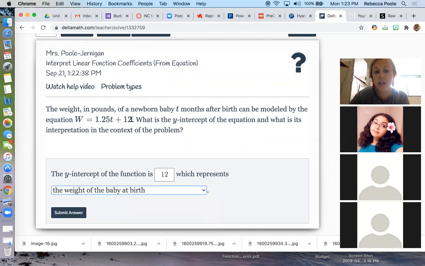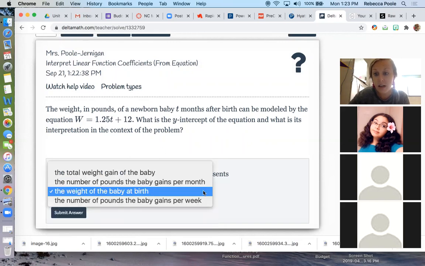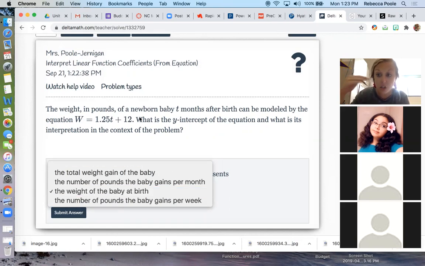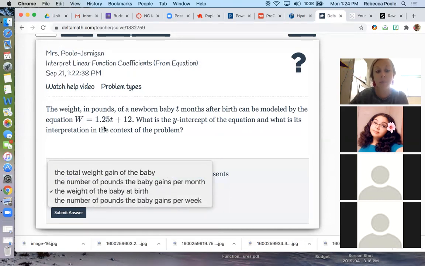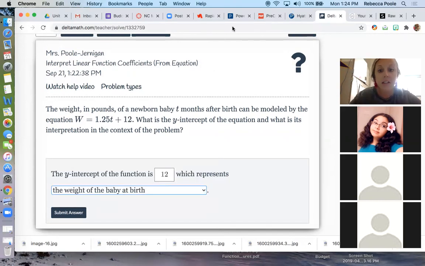Remember, your y-intercept is your base. That means the initial, the start. So if I'm talking about the weight of a baby, the weight of a baby starts when it's born. So the base, the 12, would be the weight of the baby at birth. We're not talking about the pounds that it's gaining. The pounds that it's gaining, that's the slope, which is right here. This is our starting point. So this is the weight of the newborn baby when it's born. Does that make sense?